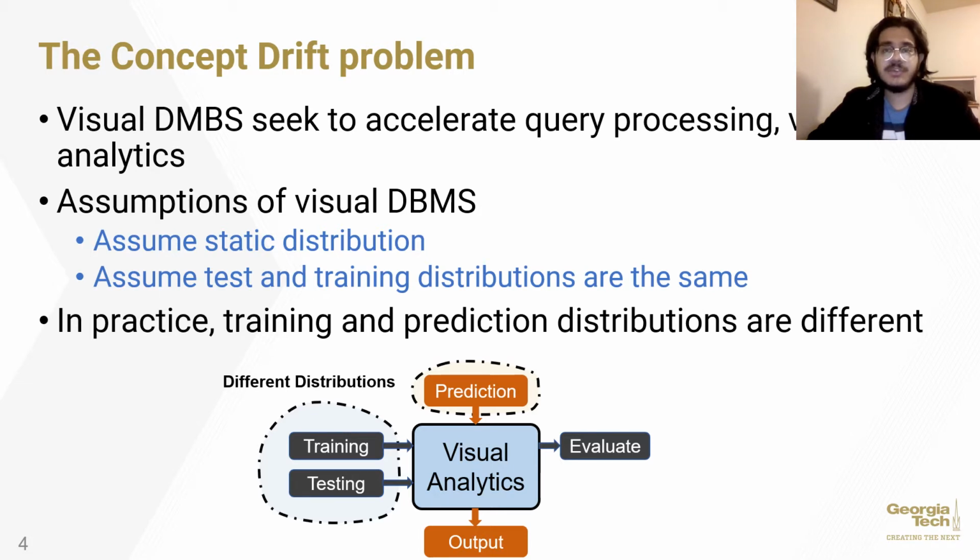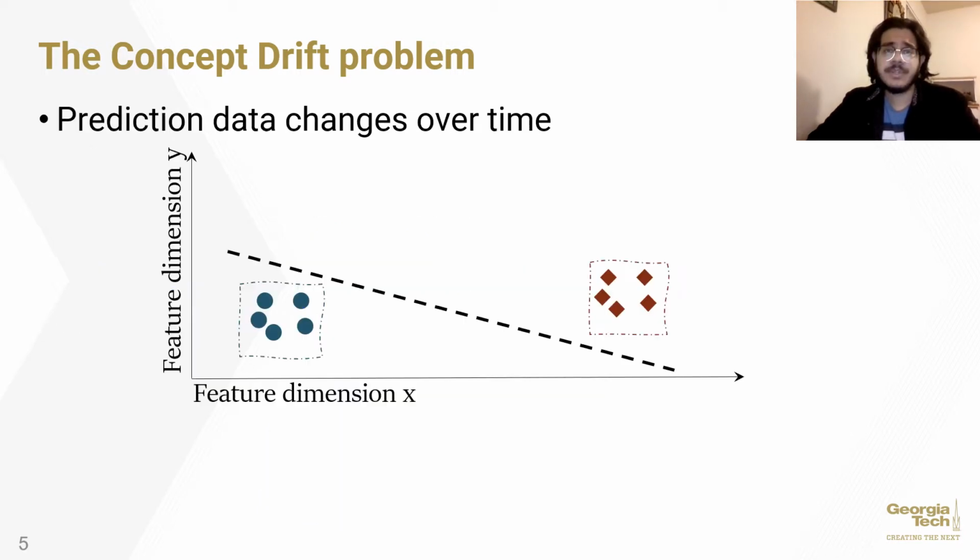Most of these DBMSs use ML models for the analytics task, be it object detection, classification, or identification. The ML models follow a standard model of static distributions, where the DBMS assumes prediction, training, and testing data all come from the same distribution. However, prediction data changes over time, and the distribution of the live prediction data is unlikely to match the original training data. This is an example of concept drift.